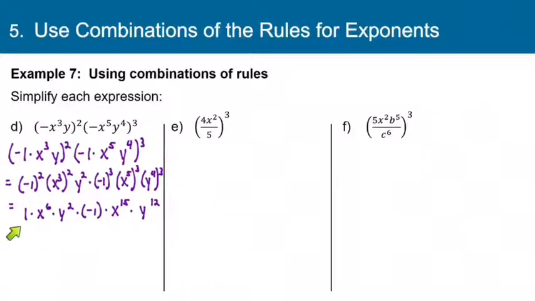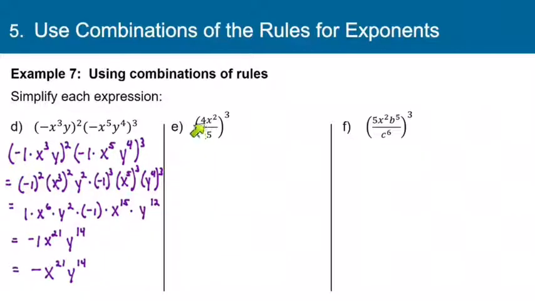And now we need to combine all of these so that each base occurs only once. We'll start by multiplying the constants together. So we have 1 times negative 1. Of course, that's negative 1. And then x to the 6th times x to the 15th is x to the 21st. And then y squared times y to the 12th is going to be y to the 14th. And then, of course, this 1 is not strictly necessary. We can just have the negative in front of the x. So we could write this as just negative x to the 21st, y to the 14th.